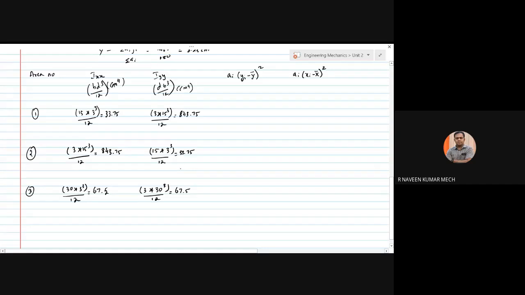Can you check the previous value, 1/12 into 3 into 15 cube, is it 843? Yes sir, 843.75. Sir, Iyy will change for the third one. Yes, that is what I am asking, check and tell me. This value will definitely change. If we have 30 cube, sir, 6,750. Into 3 divided by 12, we get 6750.